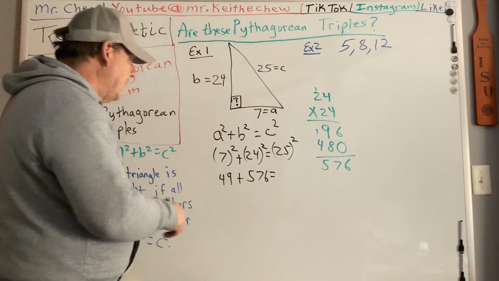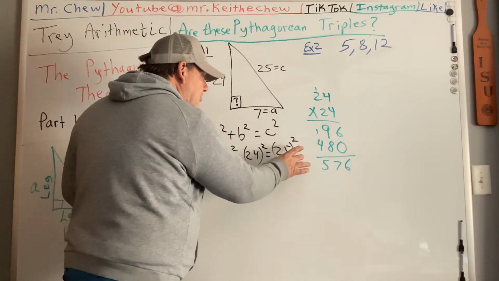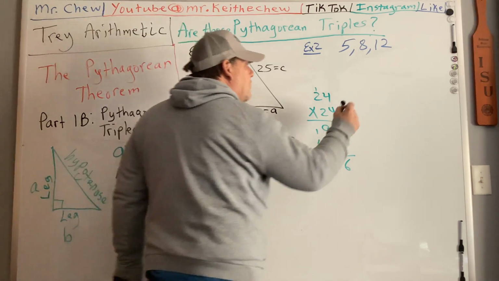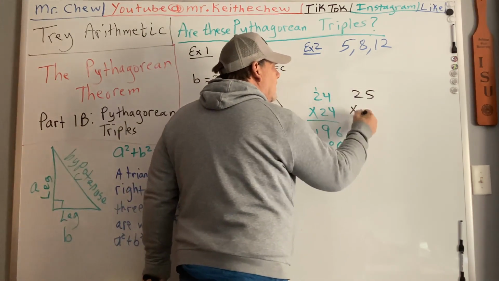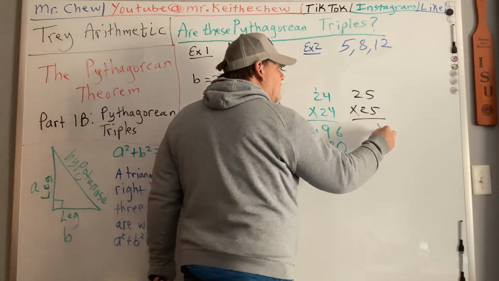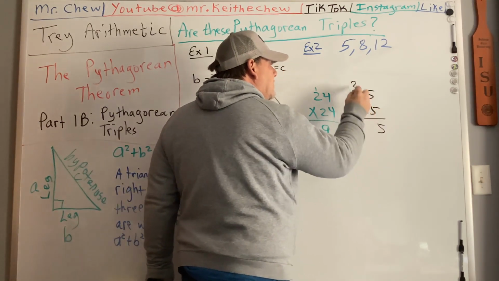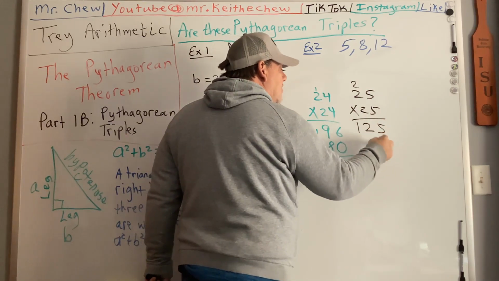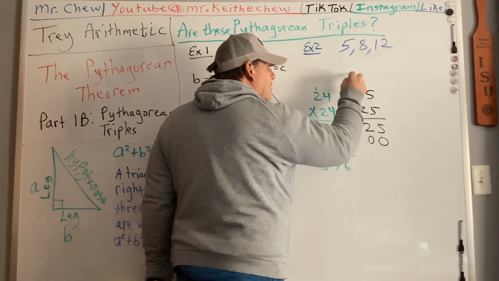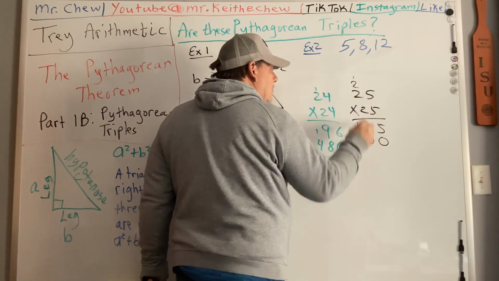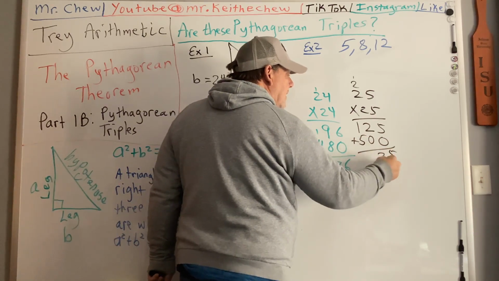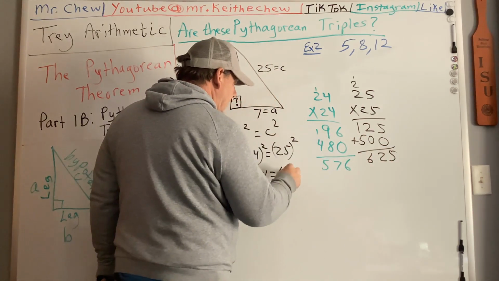Now I'm going to add these two sides, and it should equal 25 squared if it's a right triangle. Well, what is 25 squared? Well, 25 times 25, we'll just practice this algorithm. 5 times 5 is 25, carry the 2. 5 times 2 is 10, plus 2 is 12. Hold my place value with that 0. 2 times 5 is 10, write the 0, carry the 1. 2 times 2 is 4, plus the 1 is 5. And then when I add down, I get 625.